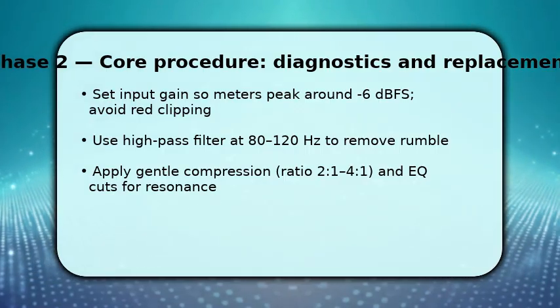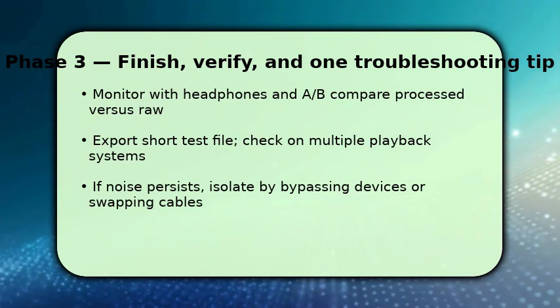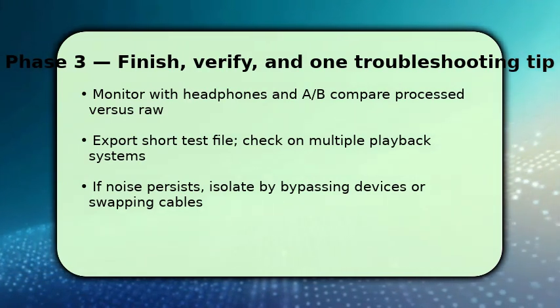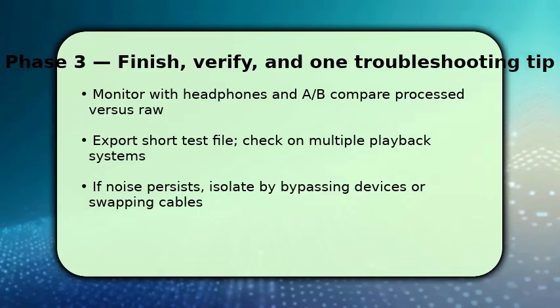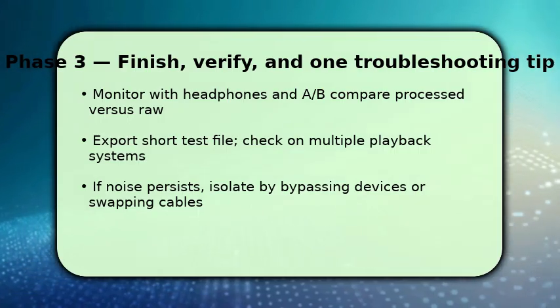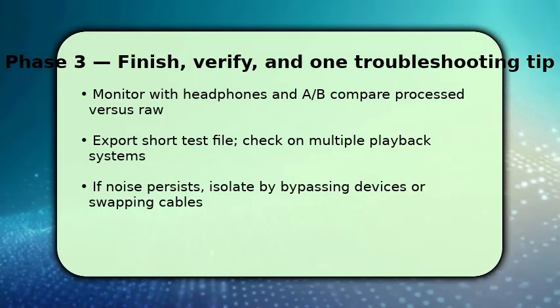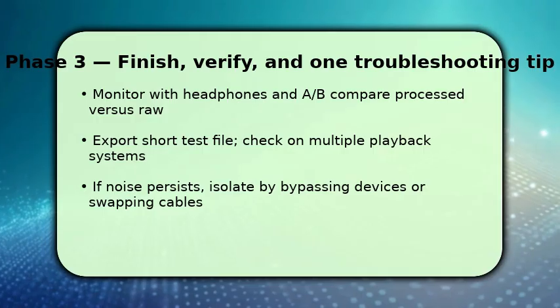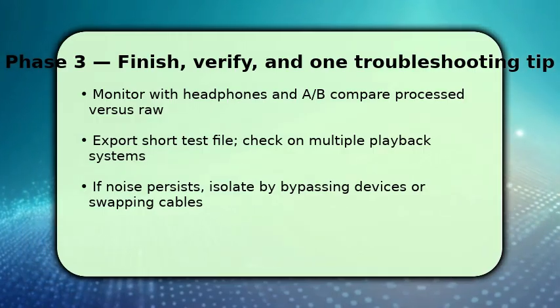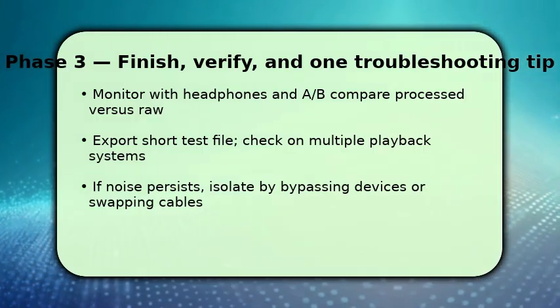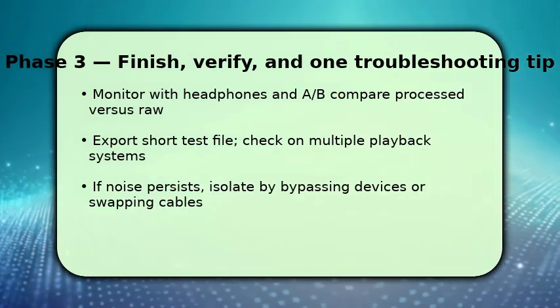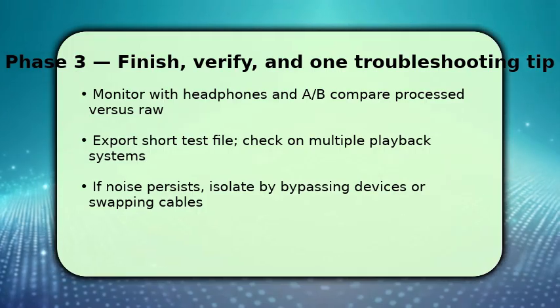You finish by confirming the fix and knowing what to do if it fails. Monitor carefully on neutral headphones and A/B the processed signal versus the raw take so you hear improvements. Then export a short test file and play it on phone and speakers to ensure consistent results. If issues remain, systematically isolate. Bypass processors, replace one cable at a time, and swap inputs. This diagnostic approach finds whether the problem is cable, connector, preamp, or software so you can solve it.